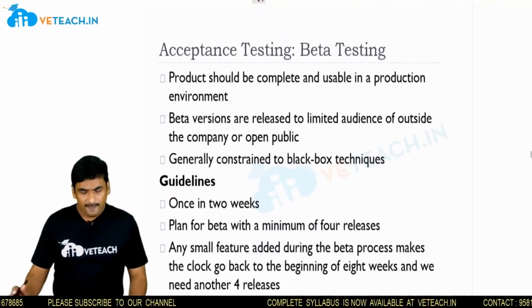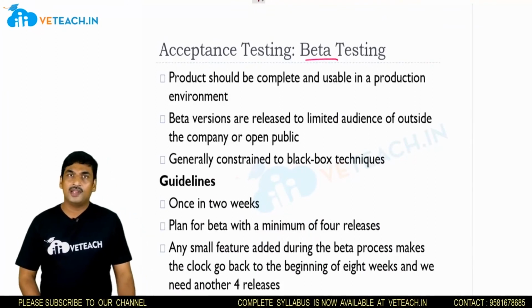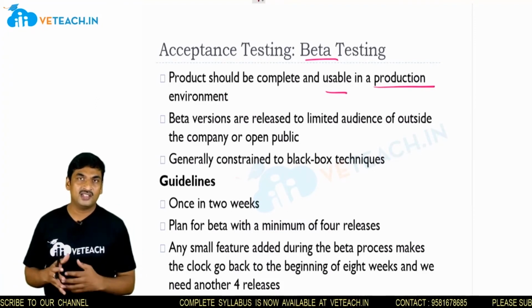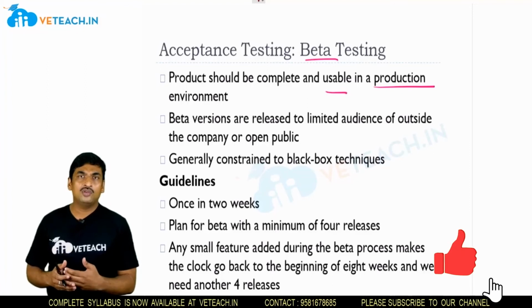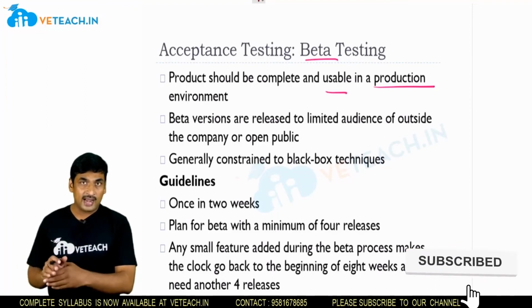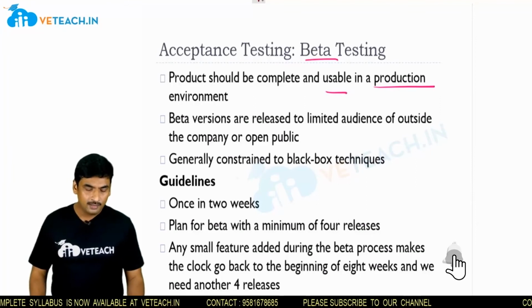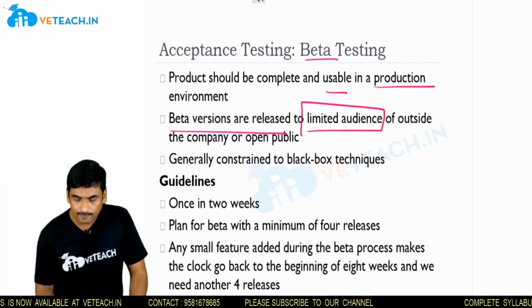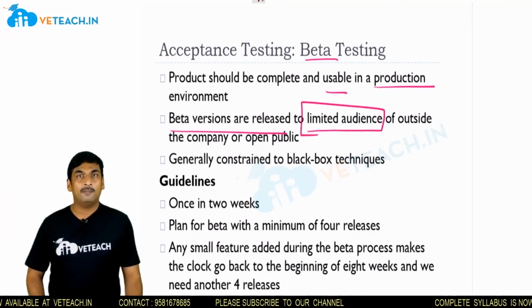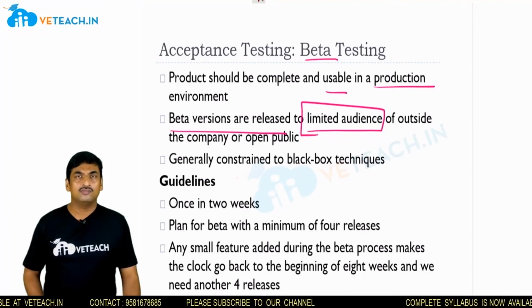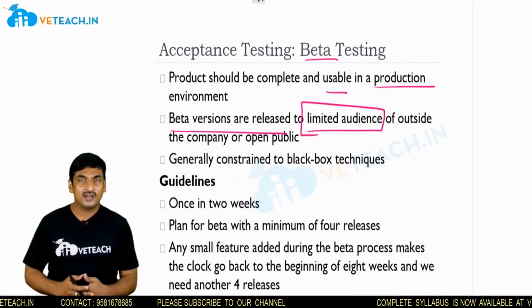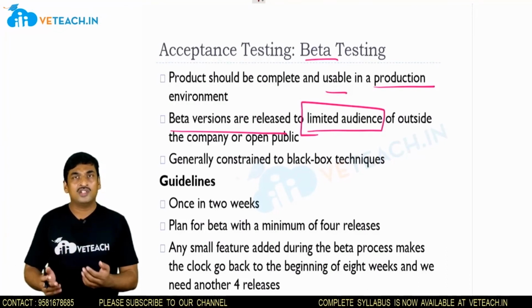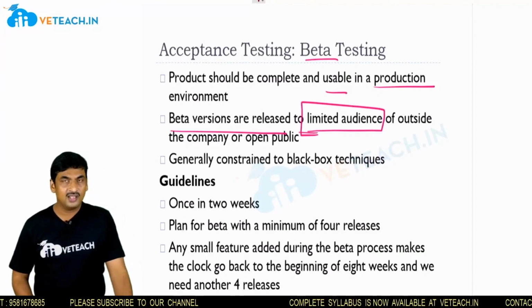Then beta testing. The product should be complete, usable, and ready for production. Finally, it should be ready, and we should be able to release the product at the end. At that instance only can we start beta testing. Beta versions are released to a limited audience outside the company or to the open public. Who is this limited audience? Those who are familiar with such environments or who are used to using such products. For such a set of people, we will release the product.